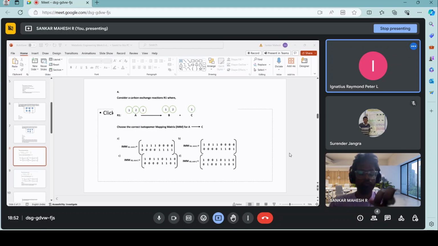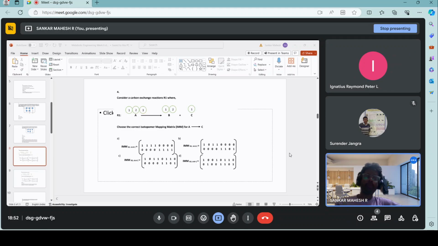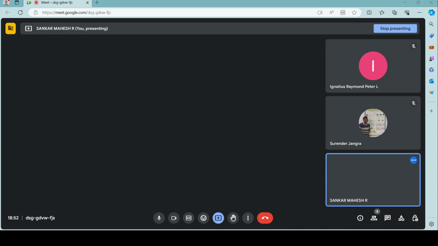Okay. First, I'll define what an isotopomer mapping matrix is. Then we'll see how we can do it for this particular case. Just like any other matrix that we would draw, this is a matrix that is used to understand how a particular isotopomer, meaning a substrate with different labeling fractions, can give rise to a different product.